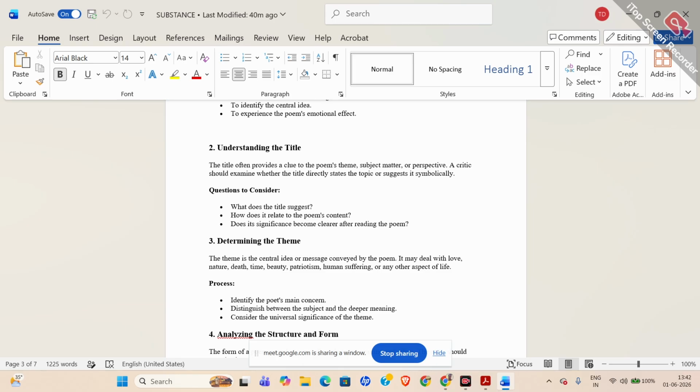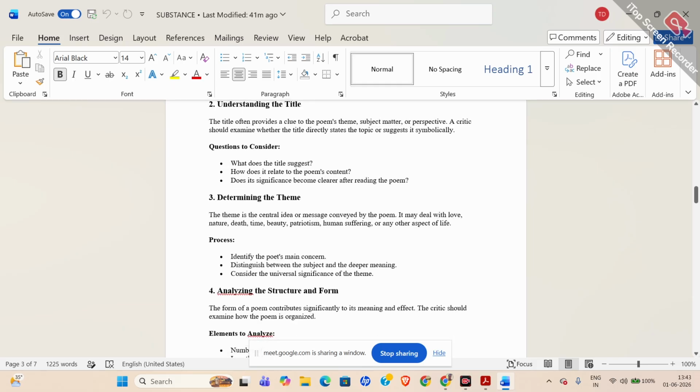So, only if there is a title in the poem, you can write about the title. That is quite clear. Does its significance become clearer after reading the poem? So, after reading it for about 3 to 4 times, are you able to understand the meaning of the poem? So this is the first.